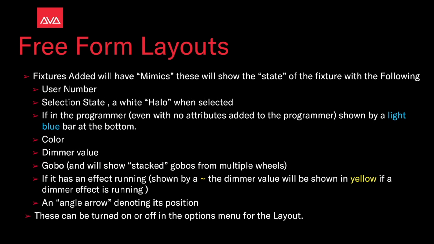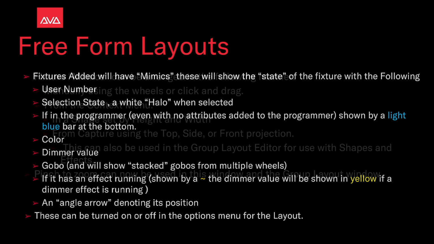These will show the state of the fixture with the following: user number, selection state, a white halo when selected. If in the programmer, even with no attributes added to the programmer, will be shown by a light blue bar at the bottom. It'll show the color of the fixture, its dimmer value, a gobo, and will show stacked gobos from multiple wheels. If there's an effect running, this will be shown by a yellow tilde. The dimmer value will be shown in yellow if a dimmer effect is running. An angle arrow denoting its position. These can be turned on or off in the options menu for the layout.